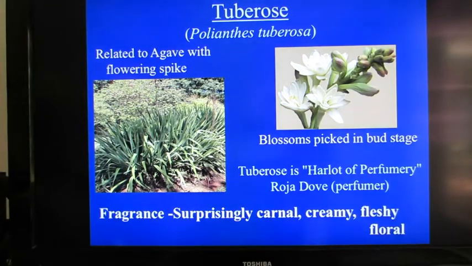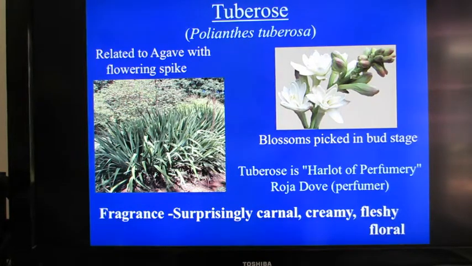Tuberose, you may not be so familiar with. The plant that it's derived from is related to the agave. It has sort of these long, slender leaves, and it sends up a big spike in the center, and at the top of that spike are the blossoms, which are picked at bud stage.